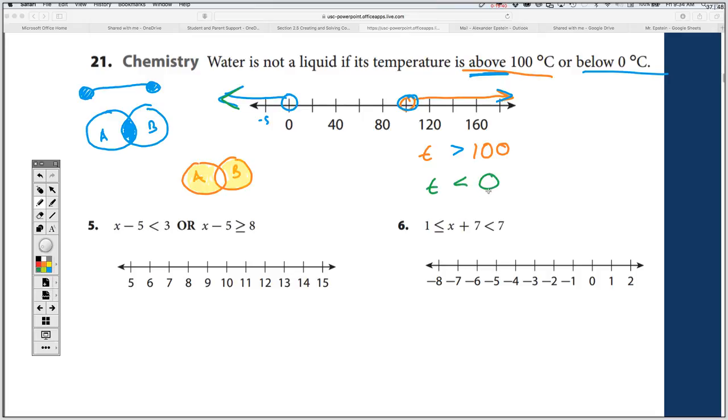So this one's T0 and it would be less than. So it should look like this. Now, if you notice for the Venn diagram, this would be where it has it shaded on this side, and you're missing in between.